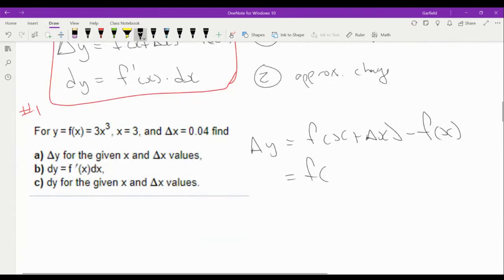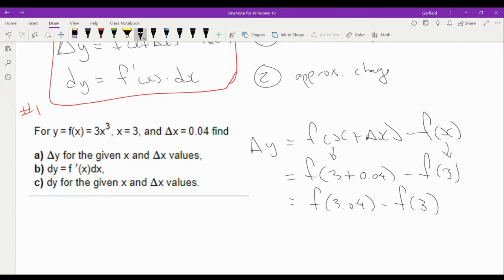So we're going to find f of, what's our x value in this problem? 3. The 3. And our delta x? Delta x is 0.04. There you go. Minus f of x, and x is once again 3. So this becomes f of 3.04 minus f of 3. So we're just finding the y value at 3.04 and the y value at 3 and subtracting them. That's all we're saying.